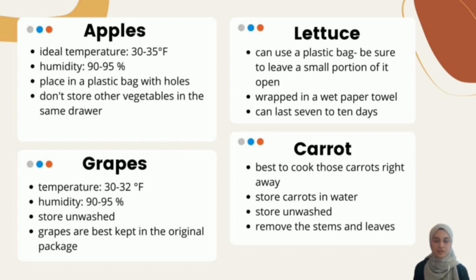In my experience, I usually store apples with veggies. I don't store them separately, so I think that's why the other veggies go bad faster.